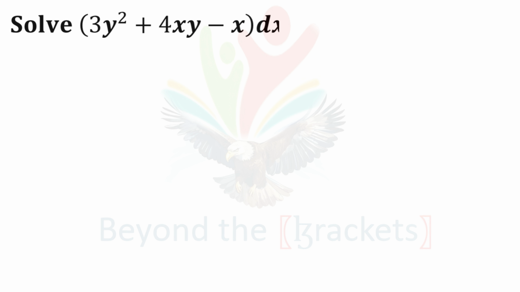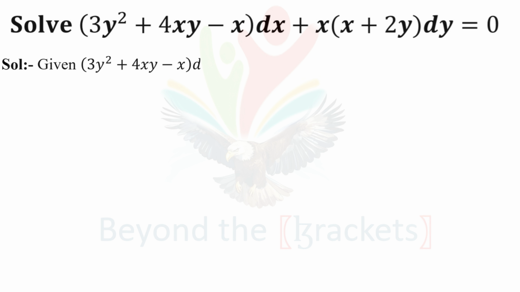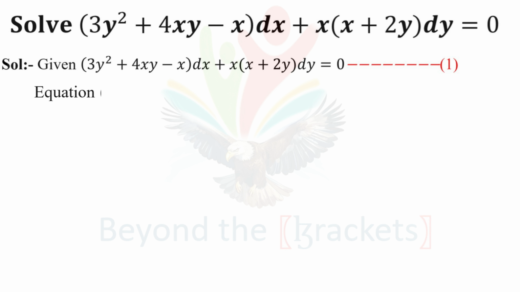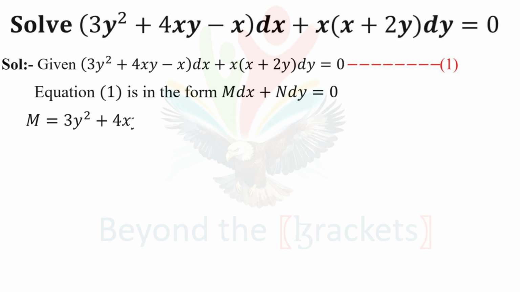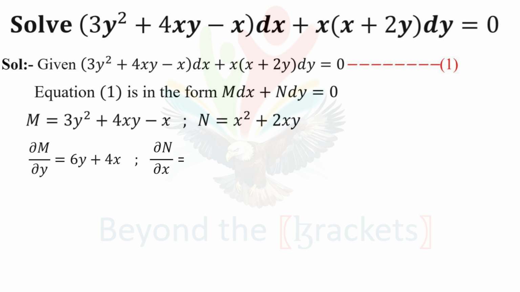Let's quickly move on to the last question. Once again, we call the given equation as equation 1, which is of the form m dx plus n dy is equal to 0. The coefficient of dx will be m and the coefficient of dy will be n. To verify the exactness, differentiate m partially with respect to y. Differentiation of 3y square will be 6y. Differentiation of 4xy will be 4x. Differentiating n partially with respect to x, differentiation of x square will be 2x and differentiation of 2xy will be 2y. Again, both the values are unequal, so the given equation is non-exact.